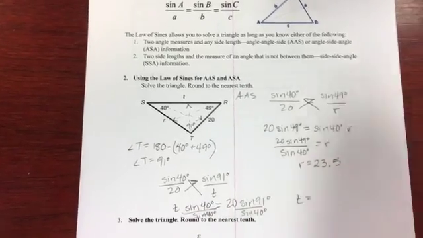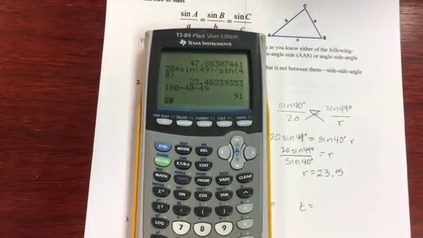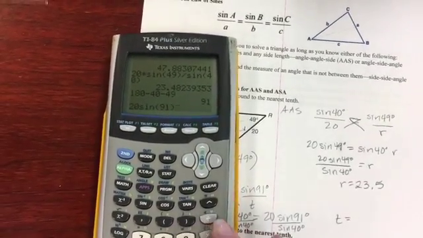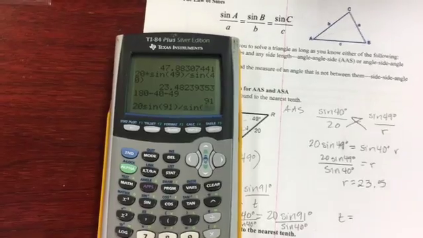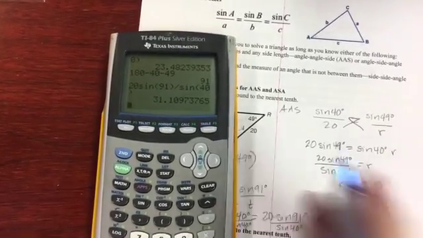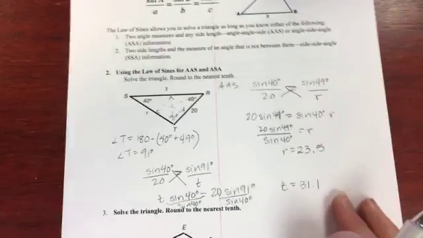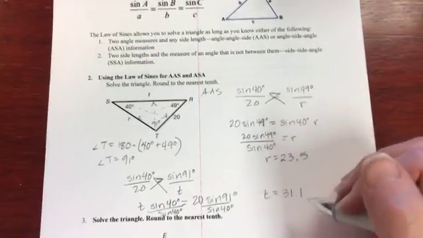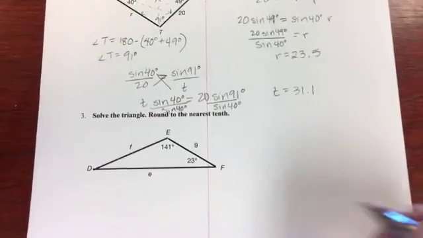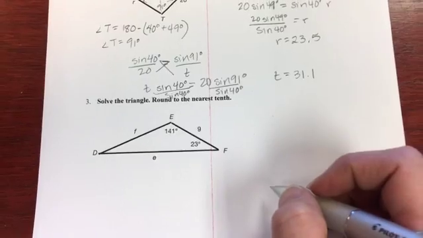We get t equals, put it in your calculator, 20 times the sine of 91 divided by the sine of 40. T equals 31.1. And there aren't any units, so we don't need to label them. But if there are units, make sure you label. Okay, so the next one you should be able to do on your own.